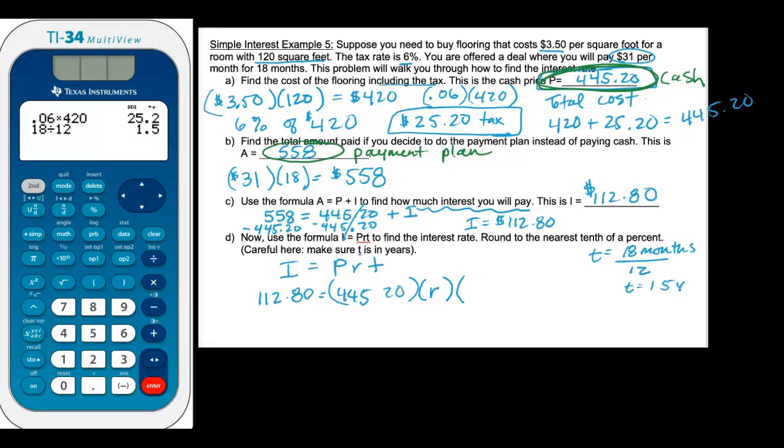Or you could just think about it: 18 months is 1.5 years. So 1.5. And then I'm going to multiply these two numbers together. I'm going to simplify the right-hand side here. Multiplication is commutative, which means you can multiply in any order. So this R doesn't necessarily have to stay in the middle. It could be on the right-hand side, and we can put these two together. So 445.20 times 1.5.